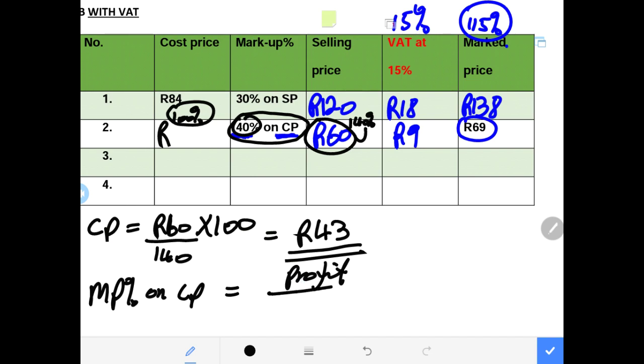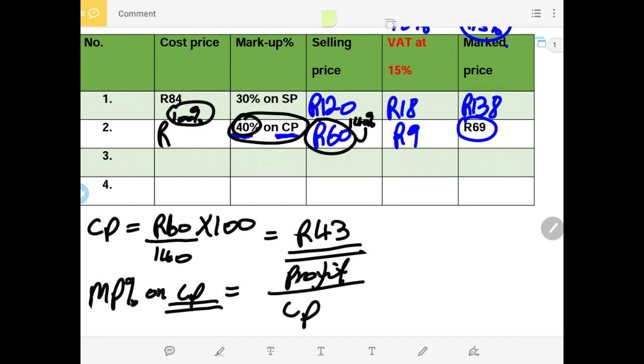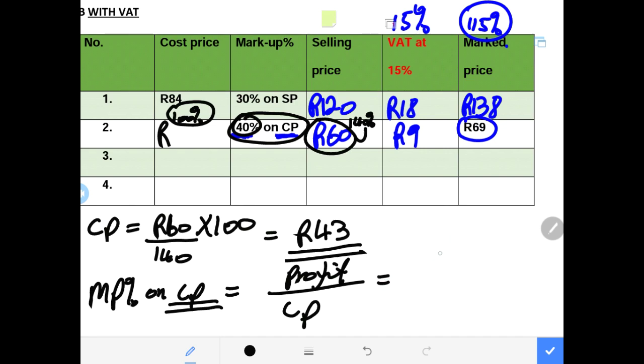Remember the rule, profit divided by cost price. Why do we divide by cost price? Because the markup percentage is on cost price. Then profit, how do we calculate our profit? Our profit is selling price minus cost price. Our cost price is already given.